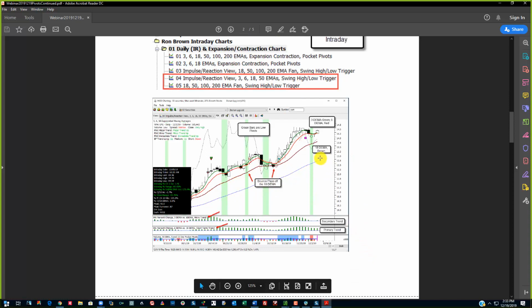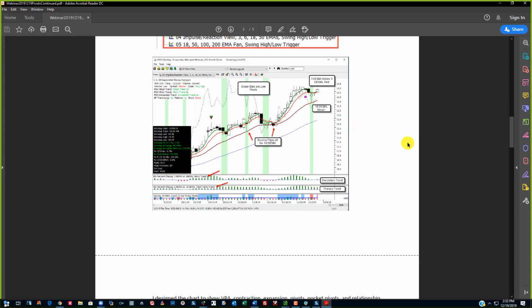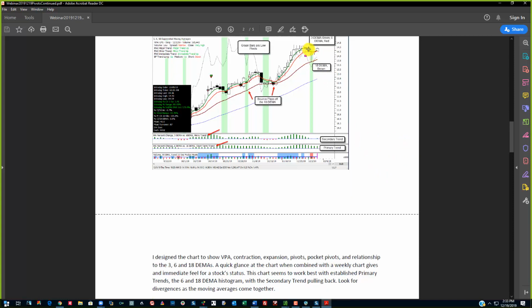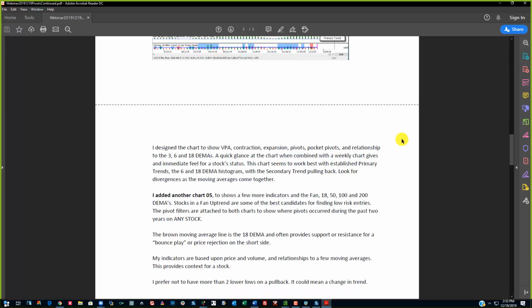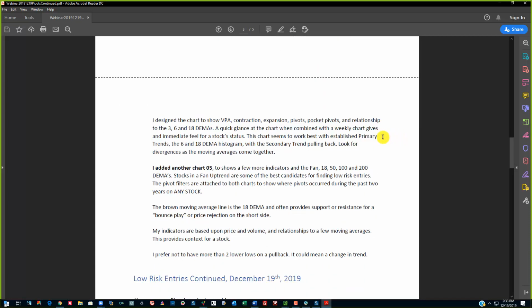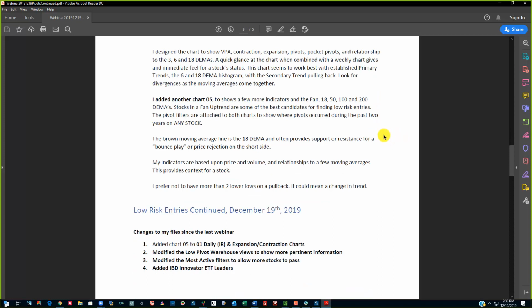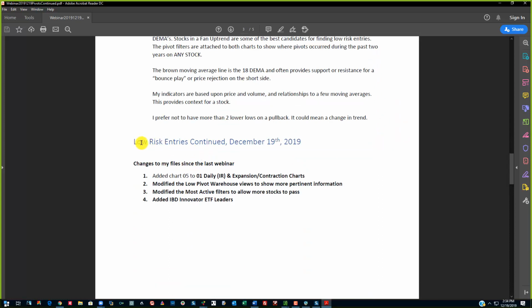These green lines, as you'll see many times over, represent where a stock is generating a pivot based upon my filters. And if the stock breaks past the high of the prior day, that's an early entry or a trigger to go higher. So low risk entry, this is actually where I started today.